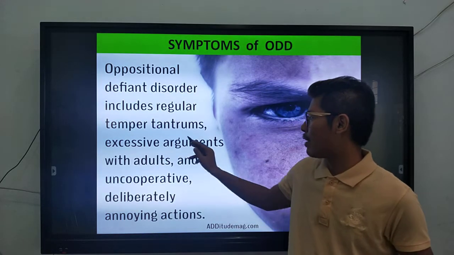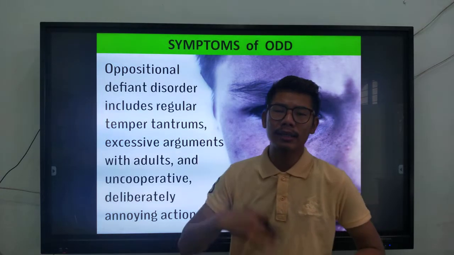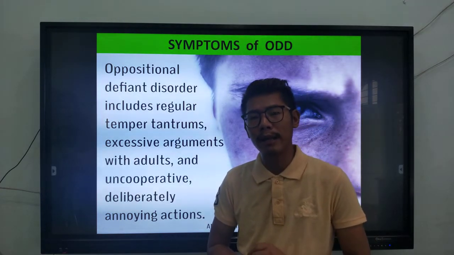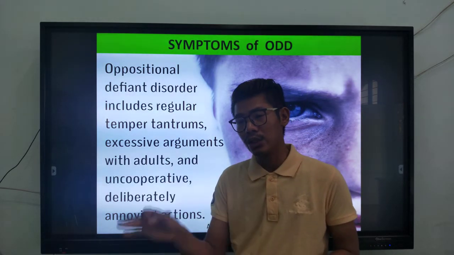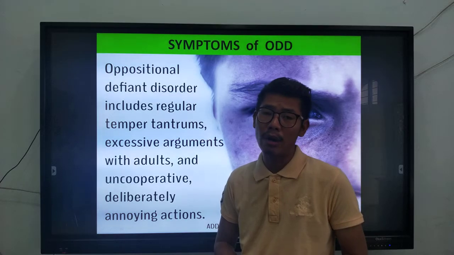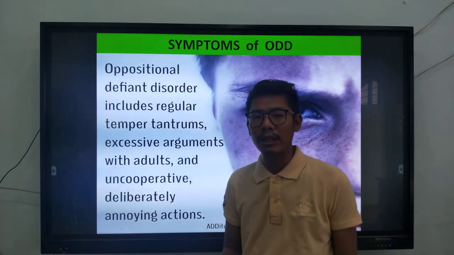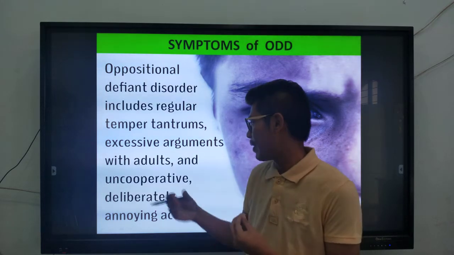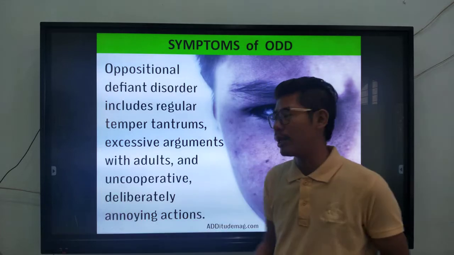Then there are excessive arguments with adults. Why is there an argument? Because you're not willing to admit that you have done something wrong. When adults tell you, why have you done this, this is wrong, you say, no, this is not my fault, why are you blaming me? So you always have excessive arguments with adults, or maybe with your parents, or maybe with the authorities.